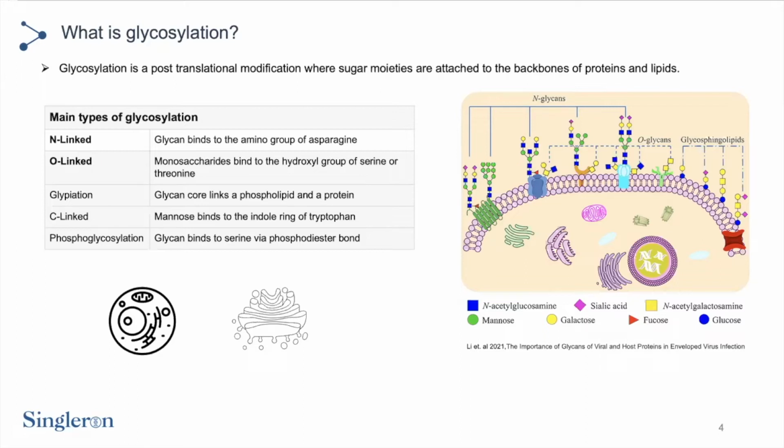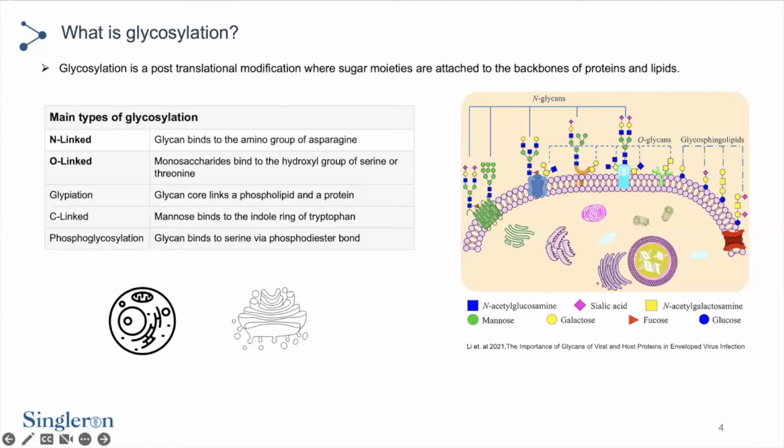There is also glycation. In this case, these monosaccharides are linking phospholipids to the proteins. With the C-linked glycosylation, the molecule that binds is the mannose. It is binding to the indole ring of tryptophan. And with phosphoglycosylation, glycans are binding the serine via a phosphodiester bond. This is a different approach than O-linked because there is a different bond.